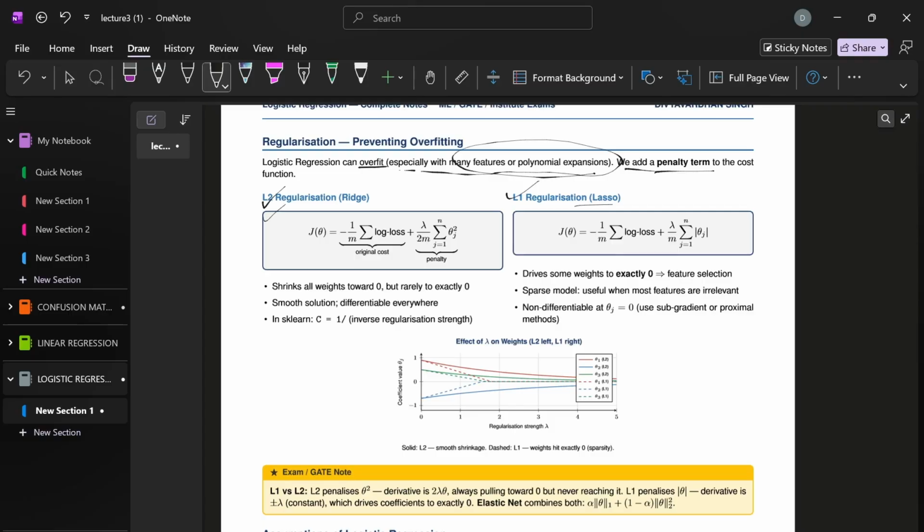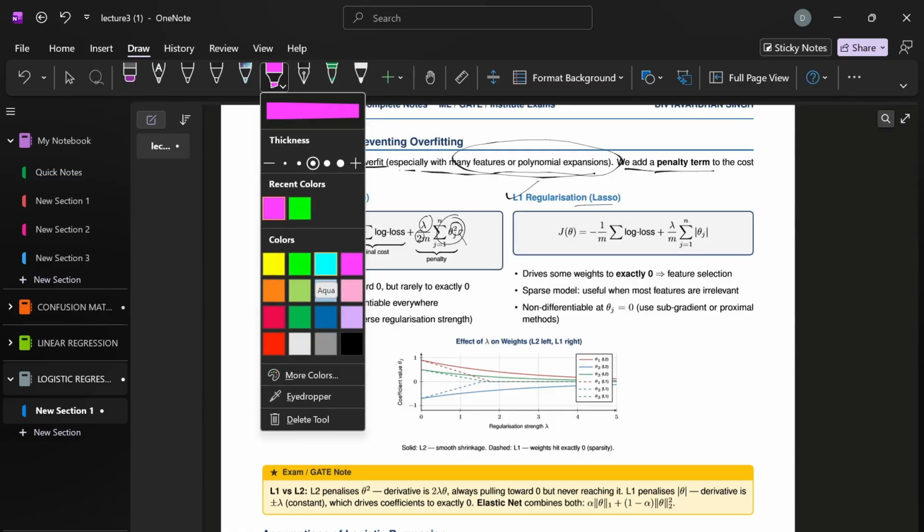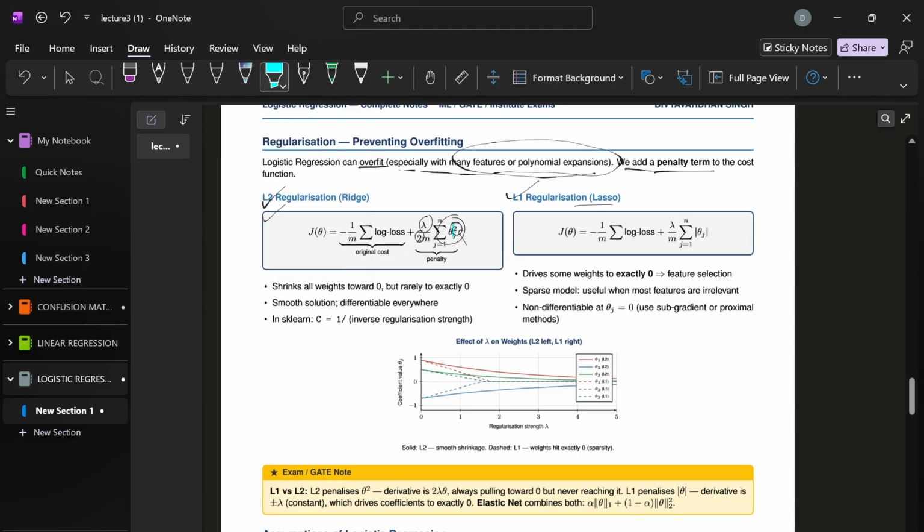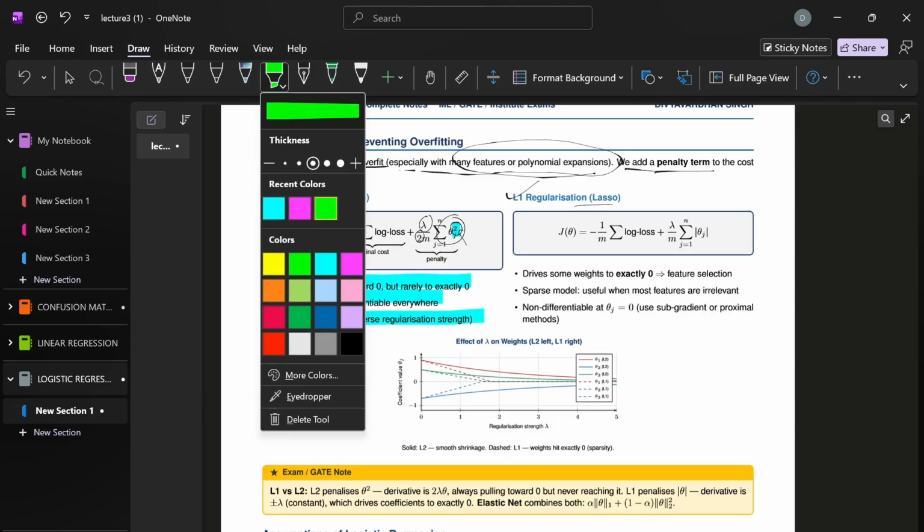Now the ridge regularization adds lambda over 2 times the sum of theta j squared. The theta naught which we considered in the previous part is excluded; many books use lambda over 2m as the parameter multiplied by the sum of the squares of theta j. Now what are the benefits of this? It shrinks all the weights towards 0 but never exactly 0. This is very smooth and differentiable everywhere. And when we are working with the libraries in scikit-learn, this is controlled by the parameter C, which is the inverse regularization strength.